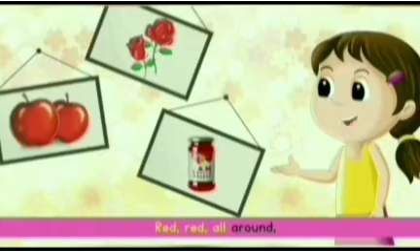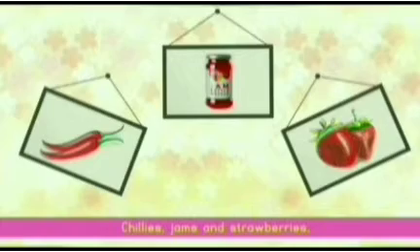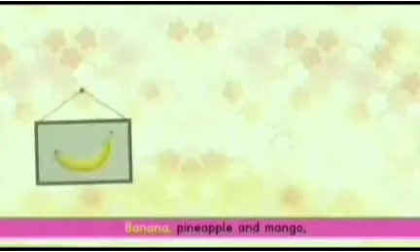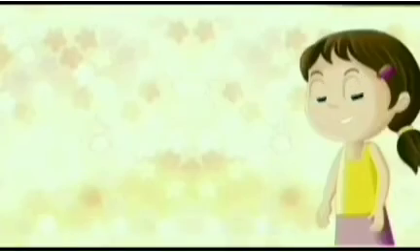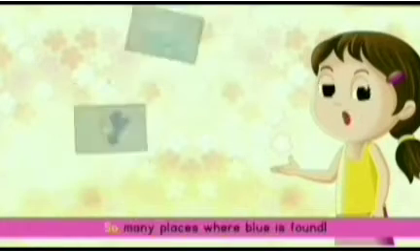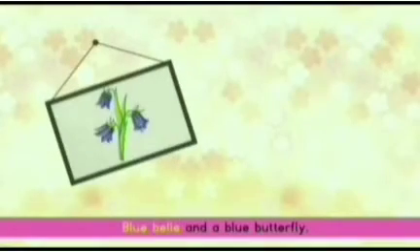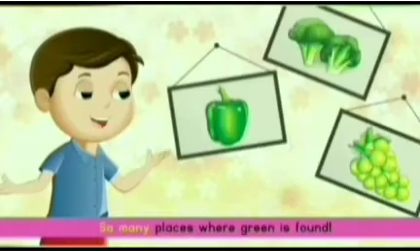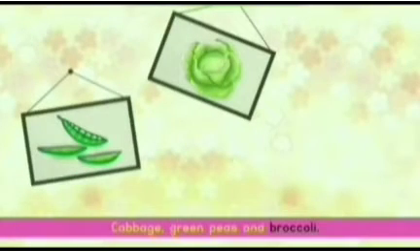Red, red all around. So many places where red is found. Roses, apples and red cherries. Chilies, jams and strawberries. Yellow, yellow all around. So many places where yellow is found. Banana, pineapple and mango. Even my school bus is yellow. Blue, blue all around. So many places where blue is found. Blueberries and the blue, blue sky. Bluebells and a blue butterfly. Green, green all around. So many places where green is found. Grapes, capsicum and chili. Cabbage, green peas and broccoli.